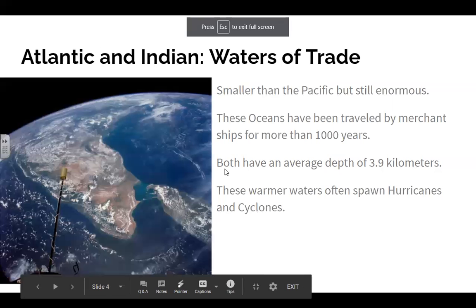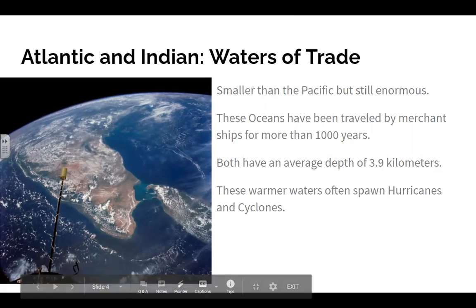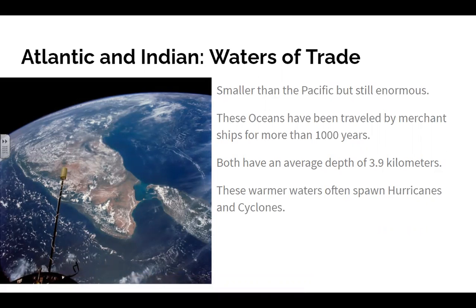So, the Pacific. Now when we talk about the Atlantic Ocean and the Indian Ocean, I've clumped them together. They are relatively similar. Smaller than the Pacific, they are still very large. They've been super, super important for trade. Humanity has been putting ships out to the Atlantic Ocean for a very long time. They are not quite as deep. They're shallower than the Pacific.